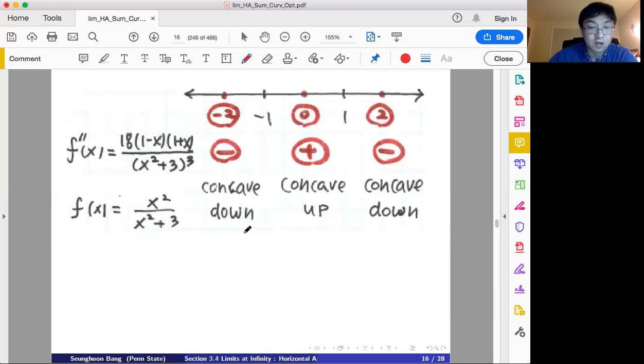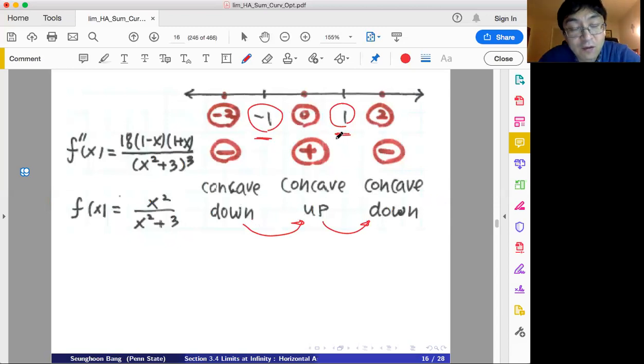Yes, 2. Concavity changed from down to up. We have an inflection point at -1. Up to down at 1, we have a second inflection point. -1 and 1 are in the domain. The function f is continuous at -1 and 1. We have 2 inflection points.